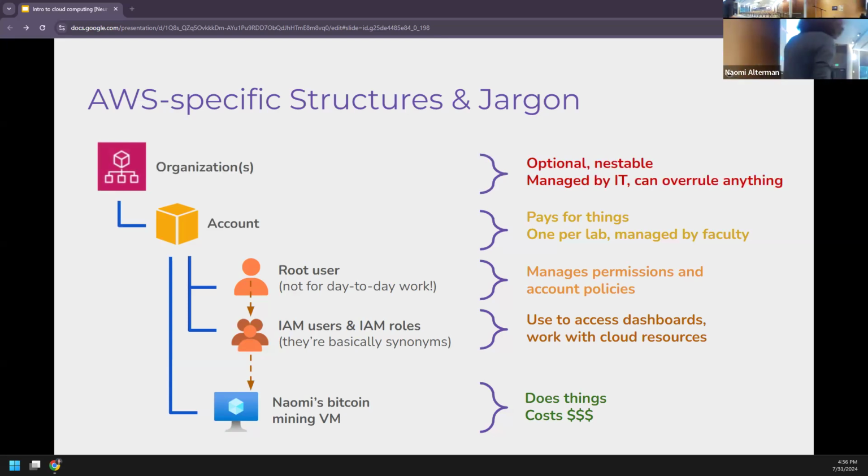There also is the ability to have an organization-wide organization managing all of these things. In practice, the UW at least does not seem to have one that they want researchers to use. You can usually ignore the presence of these types of structures.